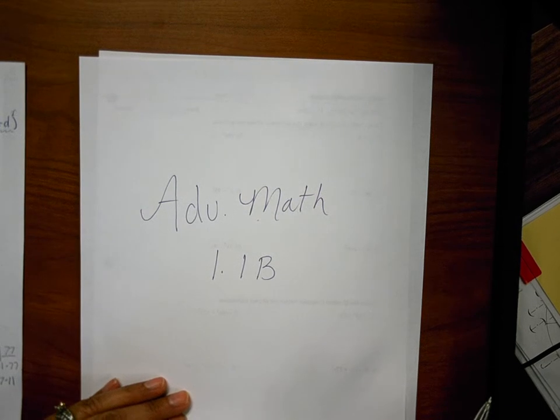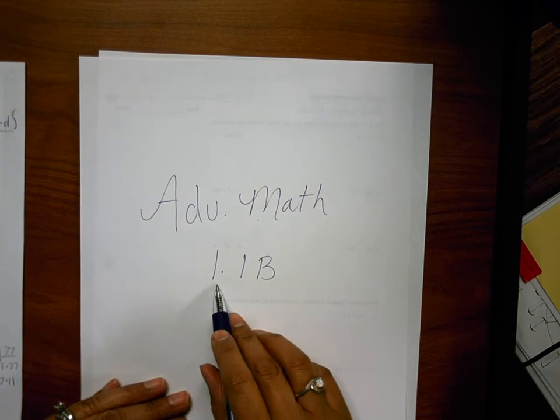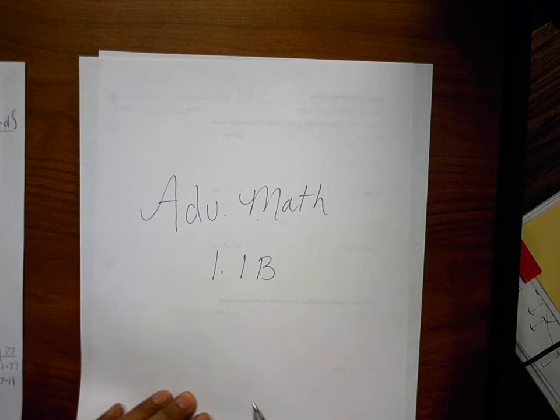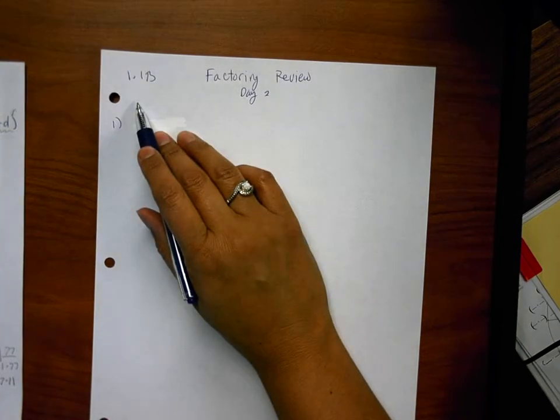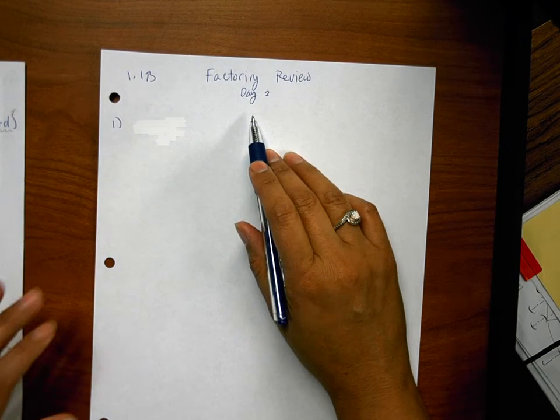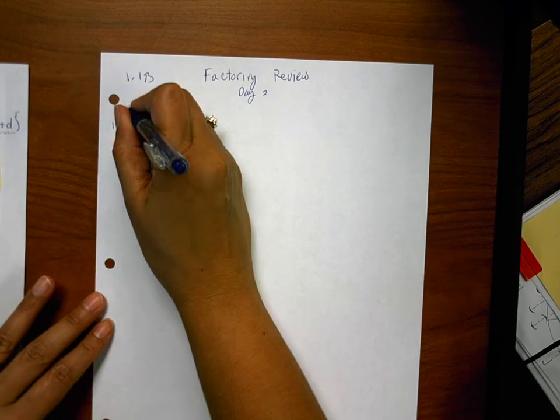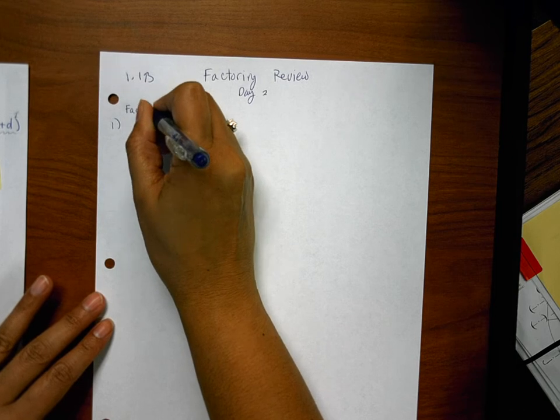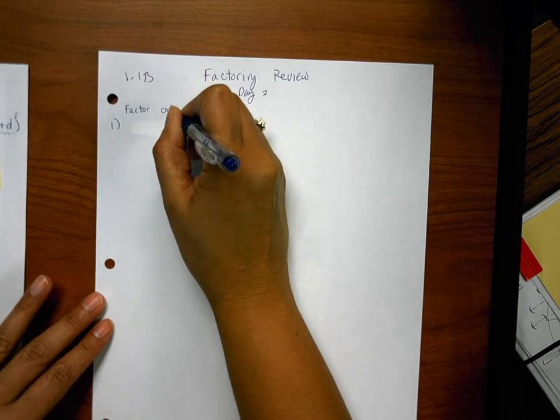This is Advanced Math Notes. 1.1b, you're going to title it Factoring Review Day 2. And we're going to write up here, factor completely.